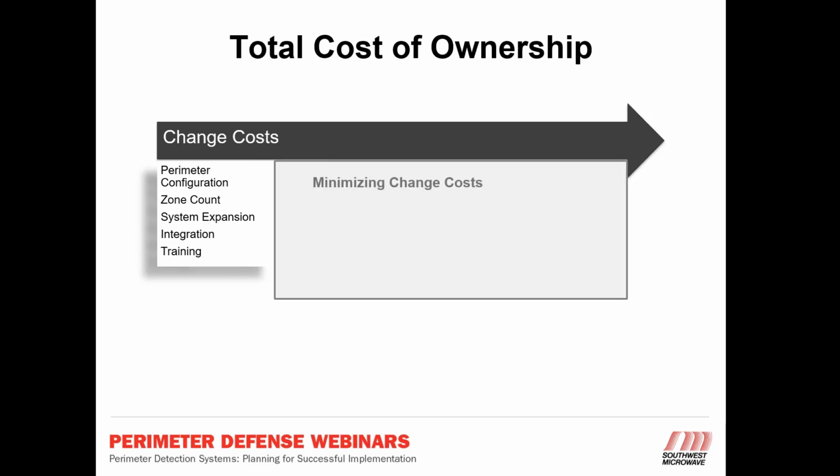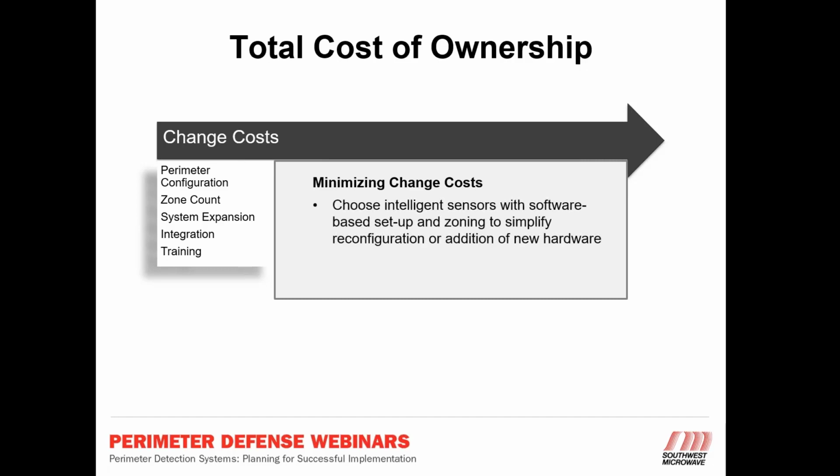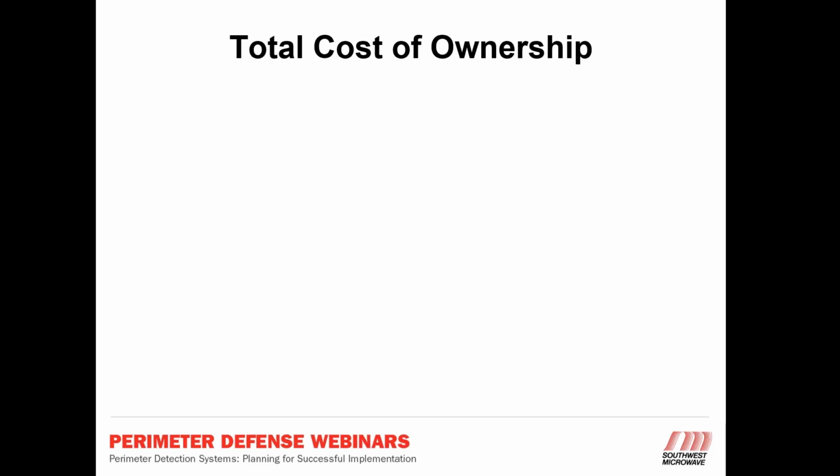To minimize costs associated with making changes to your system, choose intelligent sensors that feature software-based setup and zoning, which will vastly simplify system reconfiguration or hardware additions. Ensure that your perimeter system equipment communicates on a single platform and easily integrates with other technologies to keep your training costs low and simplify implementation.